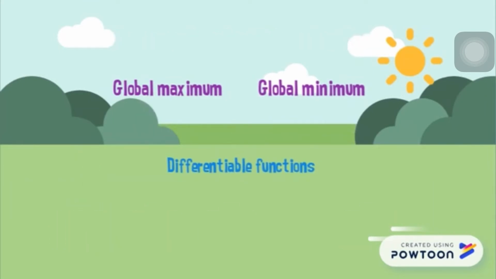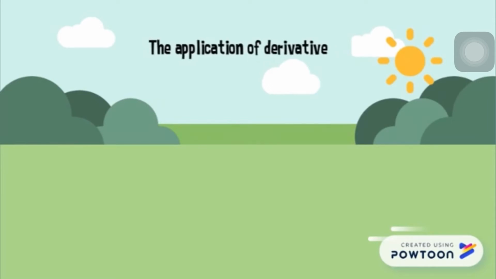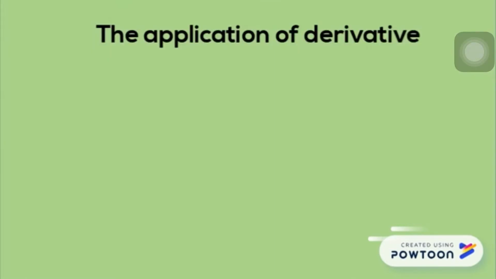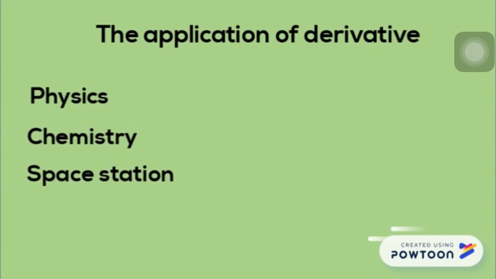The application of derivative can be used to find the global maxima and minima values of differentiable functions in their domains. By calculating the global maxima and minima, we can know the optimal value of the product. It can be used in physics, chemistry, space station, aircraft, and economics areas.